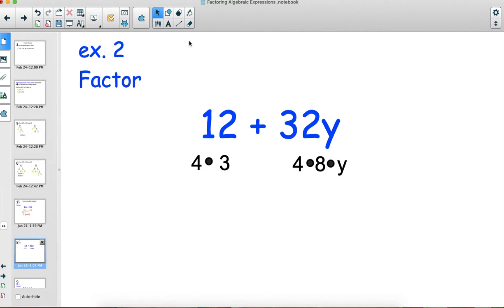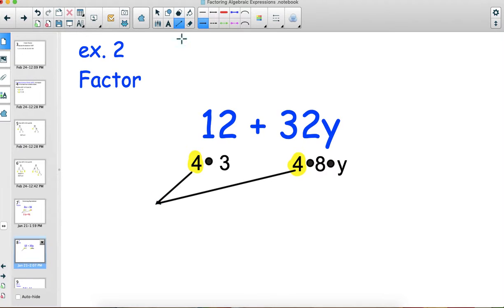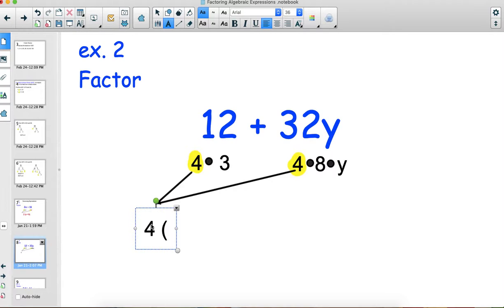Okay, so again, we're looking for what they have in common. So I see 4 and 4. All right, so I'm going to pull that 4 out when I'm writing my equivalent expression. I'm going to write it over here, 4, and then you want to use parentheses. Times what? Well, the first term is 12, so 4 times 3. So the 3 was left over. This next term is a positive 32y. So I'm going to put plus, and then what's left over? 8y.